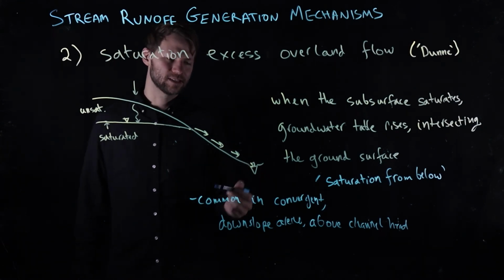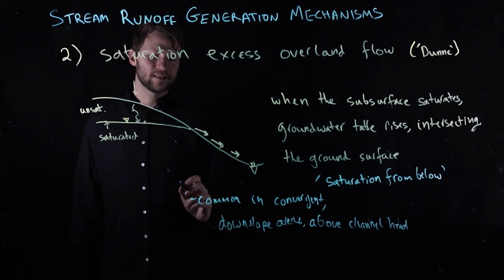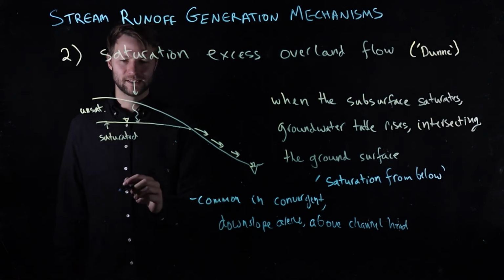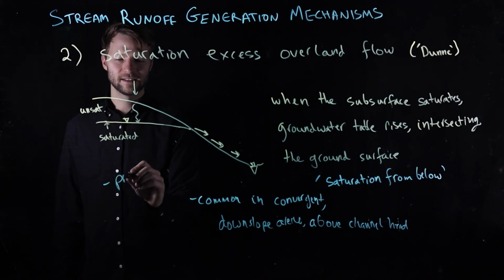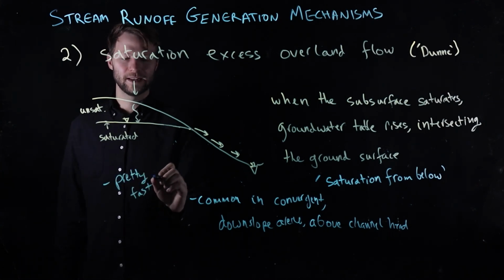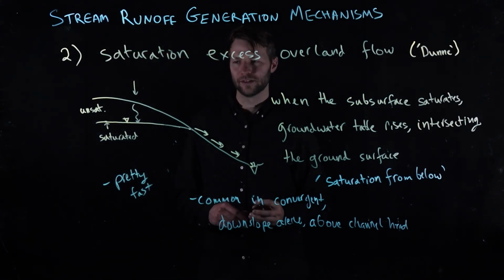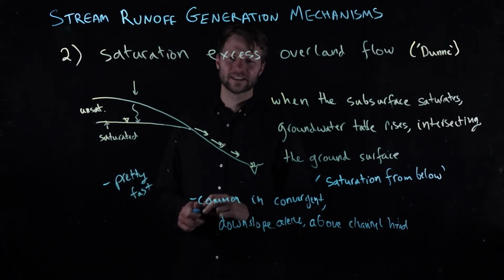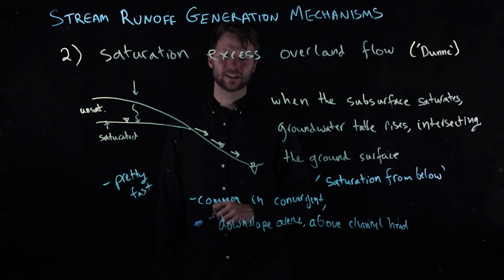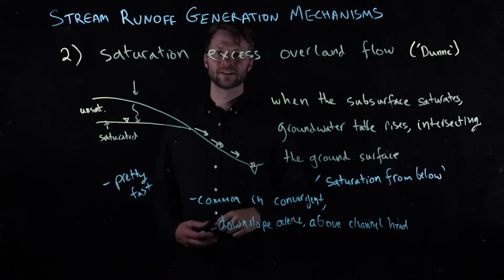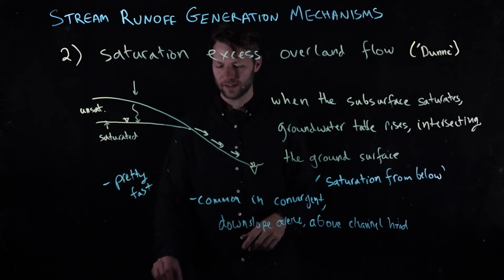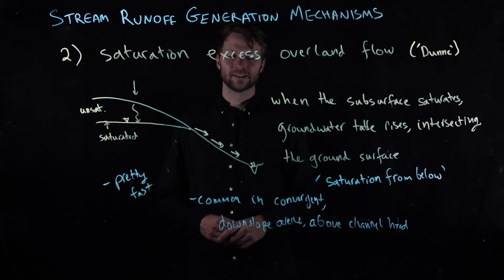even raining, in fact. It's worth noting that this runoff generation mechanism is still pretty fast. You're still going to get fairly flashy flow. It may not be as fast as Hortonian overland flow, but nevertheless, water moves much, much faster above the ground than it does in the ground. And so this is another method of getting rapid stream flow response in the channel.